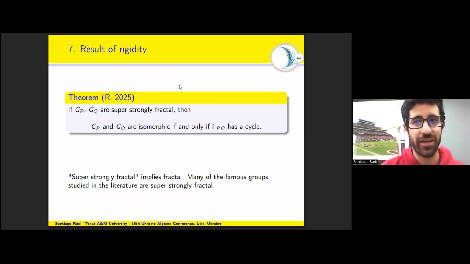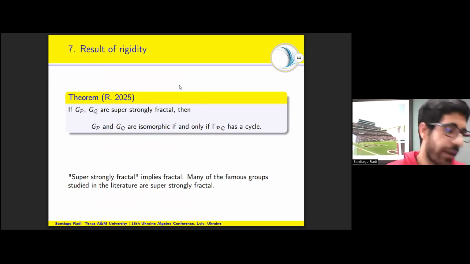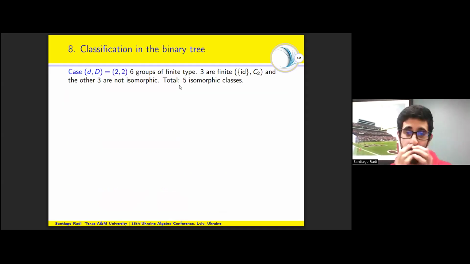Super strongly fractal is a more restrictive condition, so it implies fractal. It is not a crazy condition. All the groups that I mentioned at the beginning, they all are super strongly fractal, for example. Okay, what do we obtain with this classification? For example, the binary tree with def2, it was calculated by Bondarenko and Samoilovich 10 years ago that there are 6 groups of finite type.